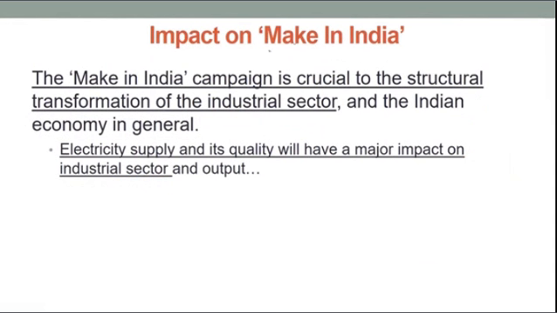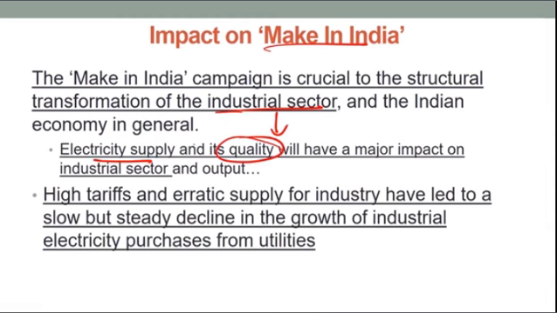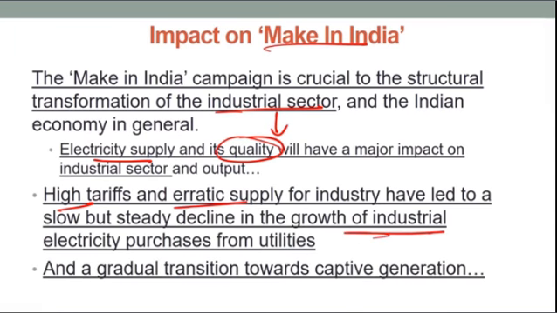Now, if you look at Make in India, it depends on the industrial sector. It depends on manufacturing. However, manufacturing itself depends on quality infrastructure, and the most important infrastructure is electricity supply and the quality of electricity supply. High tariff, erratic supply and bad quality means less growth of industrial electricity. And what a lot of these guys are doing is they are moving towards captive generation.